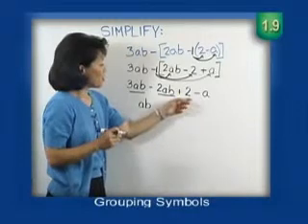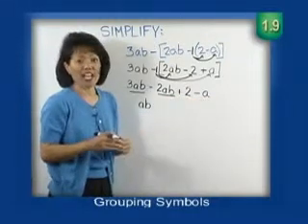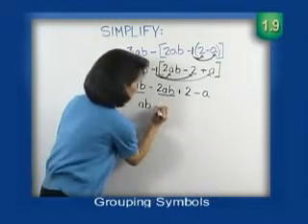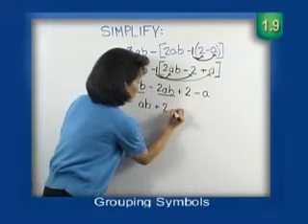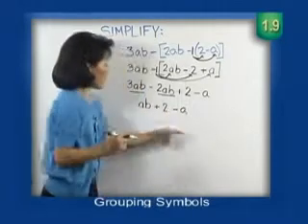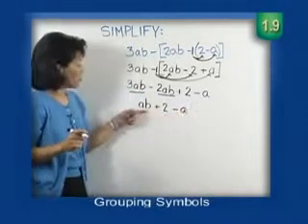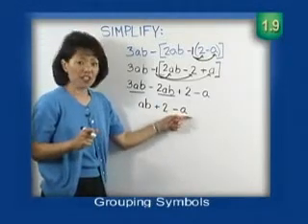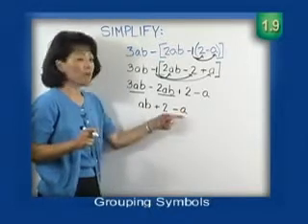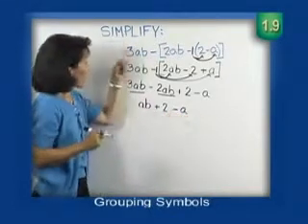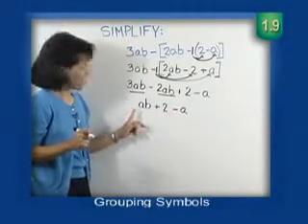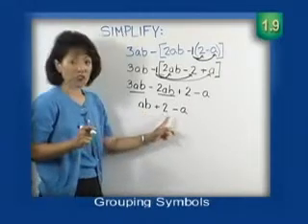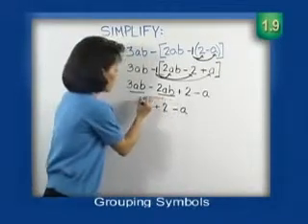Then notice we have a 2 and a minus a. They're not like terms, so we'll just write them down. Plus 2 minus a. Don't be tempted to combine these two terms. This is ab and this is a. They look similar, but they're not exactly the same, so we cannot combine those two. So our final simplification of this expression is ab plus 2 minus a.